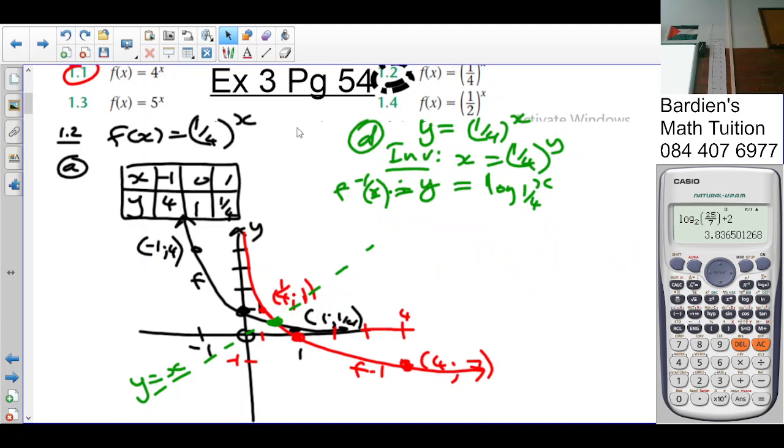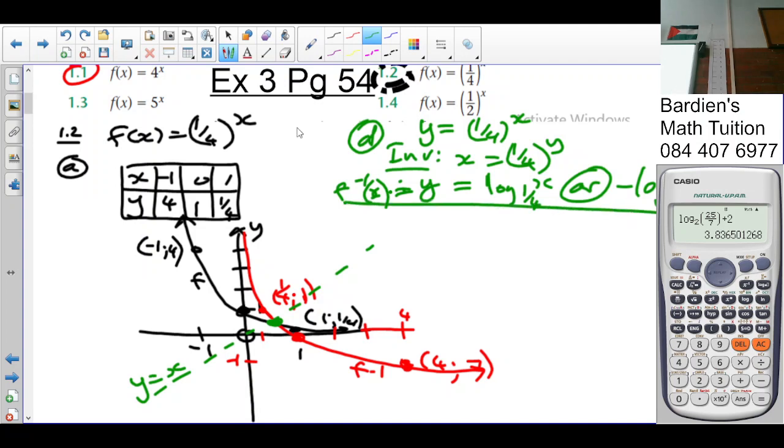That's D. Let's look at E. So, what I expected you to have said, this could have been written as negative log x base 4. Okay? I expected you to have said that. But then again, I think I'm expecting too much from you guys, no?